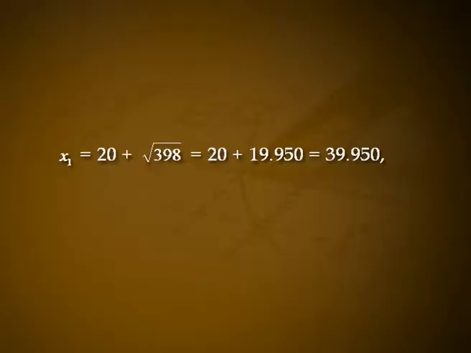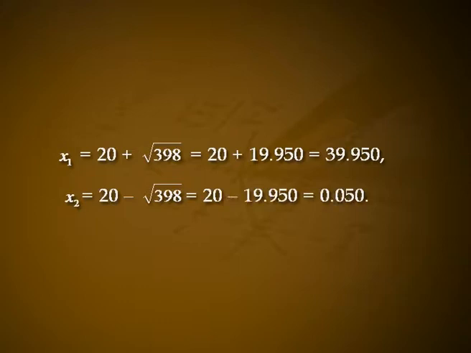And for the equation in B, we have x1 equal to 20 plus square root of 398, that is equal to 20 plus 19.950, that is equal to 39.950. x2 equal to 20 minus square root of 398, that is equal to 20 minus 19.950, that is equal to 0.050. Solutions of equations so obtained using mathematical formula are sometimes called exact solutions or exact roots.